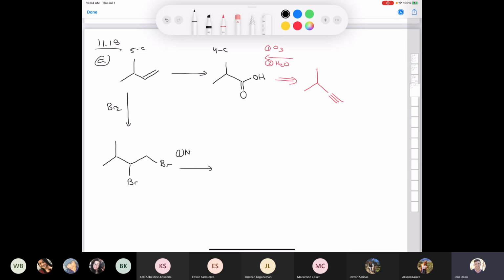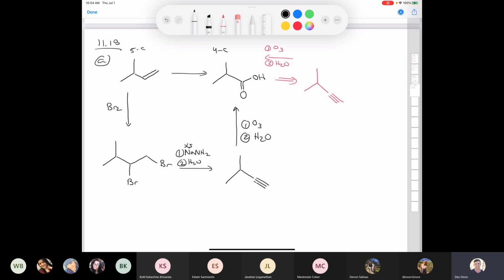Let's try that again. This is probably maybe our 10th time that we've done this reaction today. So excess sodium amide followed by treatment with water. That gives us the alkyne. There we go. And then the last step is going to be to treat it with ozone. And the second step is to treat it with water in our ozonolysis. There you go. All right.